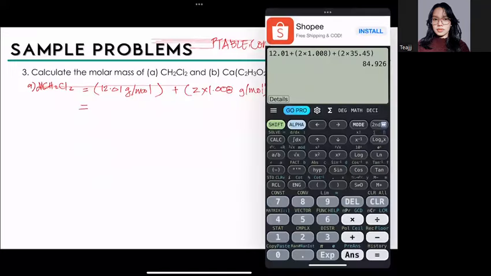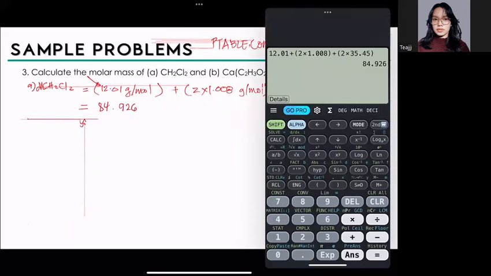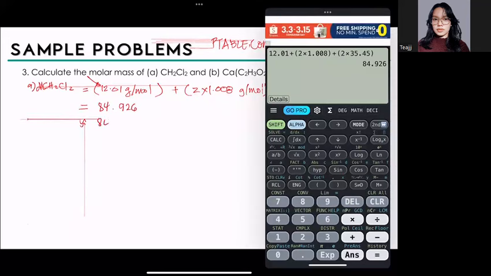Okay, so we now put all these numbers into the calculator and now we have the value 84.926. Now if we round that up to the number of significant figures in the atomic masses that we've used, we're gonna have 84.93 grams per mole. So that's actually the molar mass.